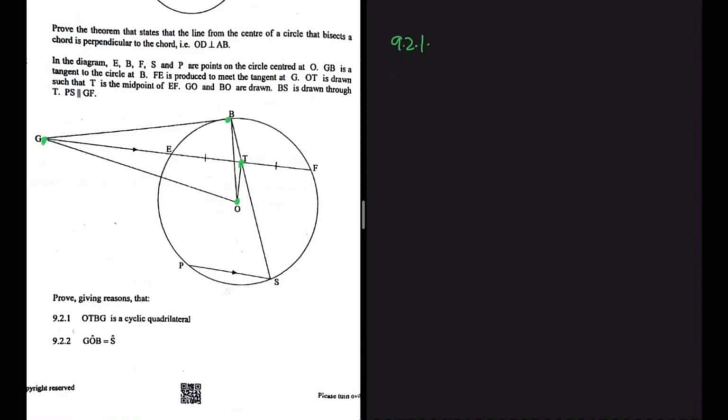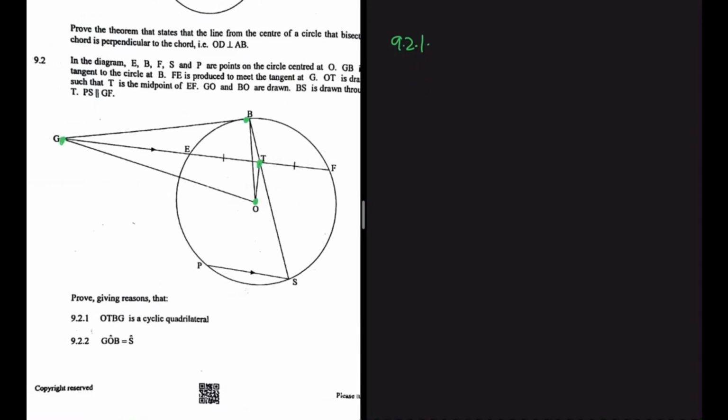9.2.1, let's prove that OTBG is a cyclic quad. So we're talking about OTBG. We need OTBG to be a cyclic quad. But what does it mean when OTBG is a cyclic quad?